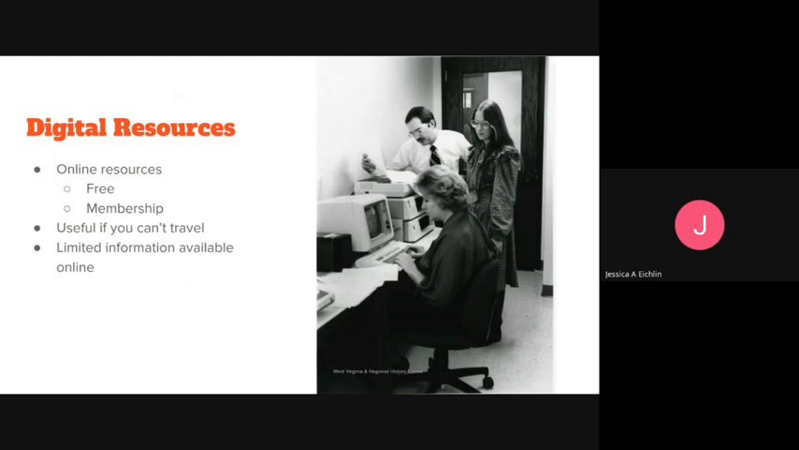Many of the resources we're going to go over today are going to be available online, which is great if you can't travel to the various repositories around the state. The resources that I'm going to touch on are all free today, but some are available with a membership like Ancestry or Fold3, and often those are accessible through your local library, which I'll mention later.